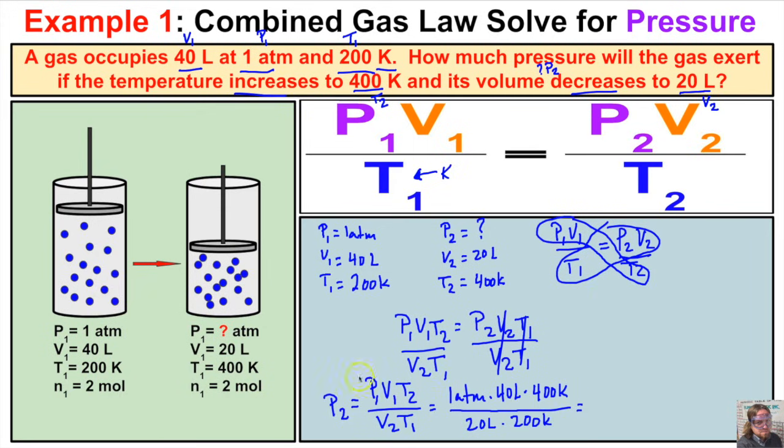When we put this in our calculator, we are going to end up with an answer of 4. For what though? Let's take a look. Kelvin cancels out. Liters cancels out, leaving us with atmospheres. So the new pressure of this gas is going to be 4 atmospheres. Let's take a look at another example.